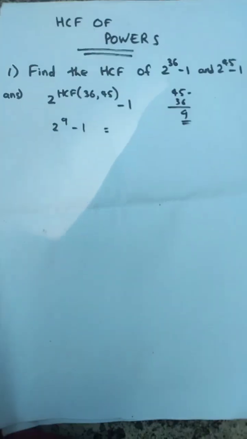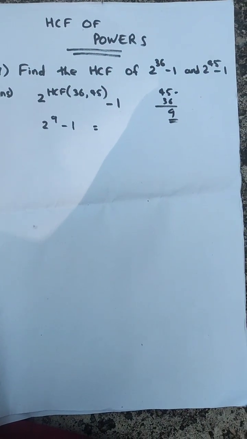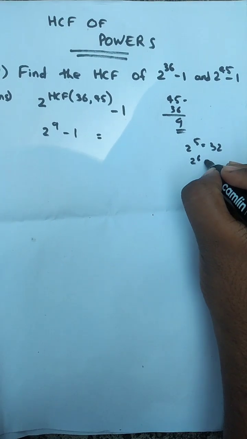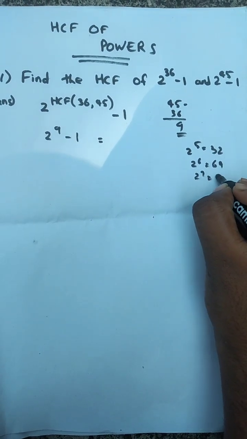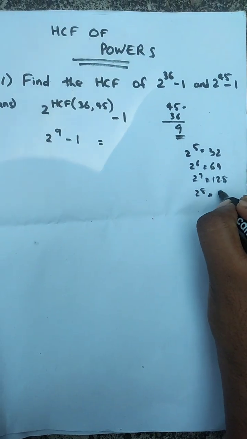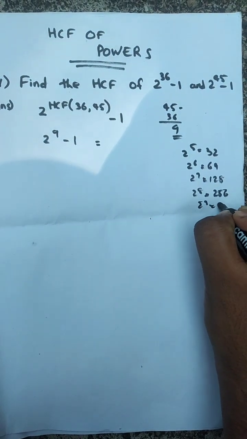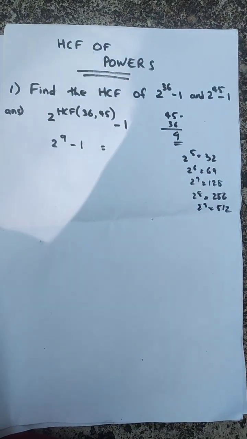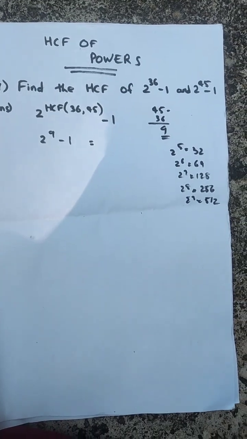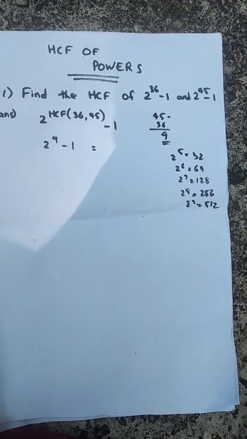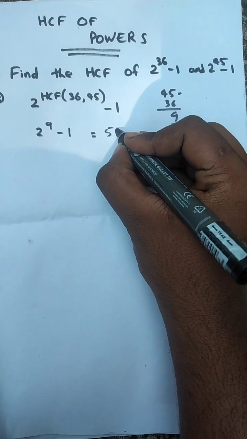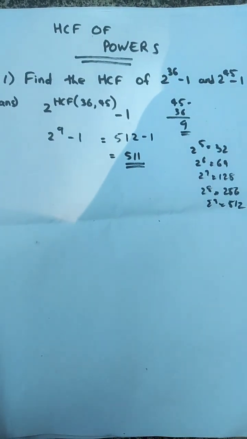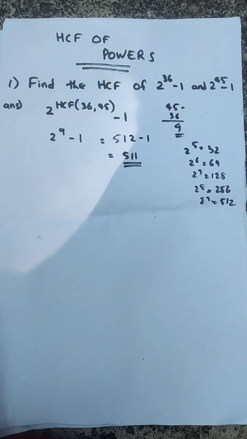So 2 raised to 9 minus 1. What is the value of 2 raised to 9? We know that 2 raised to 5 is 32, 2 raised to 6 is 64, 2 raised to 7 is 128, 2 raised to 8 is 256, and 2 raised to 9 is 512. Nothing to worry about. If you want to find 2 raised to 9, it's really simple. We multiply 2 nine times: 2 into 2 into 2, like that 9 times. By multiplying, you get 512, and subtracting 1, 512 minus 1 is 511. So the HCF of 2 raised to 36 minus 1 and 2 raised to 45 minus 1 is 511.